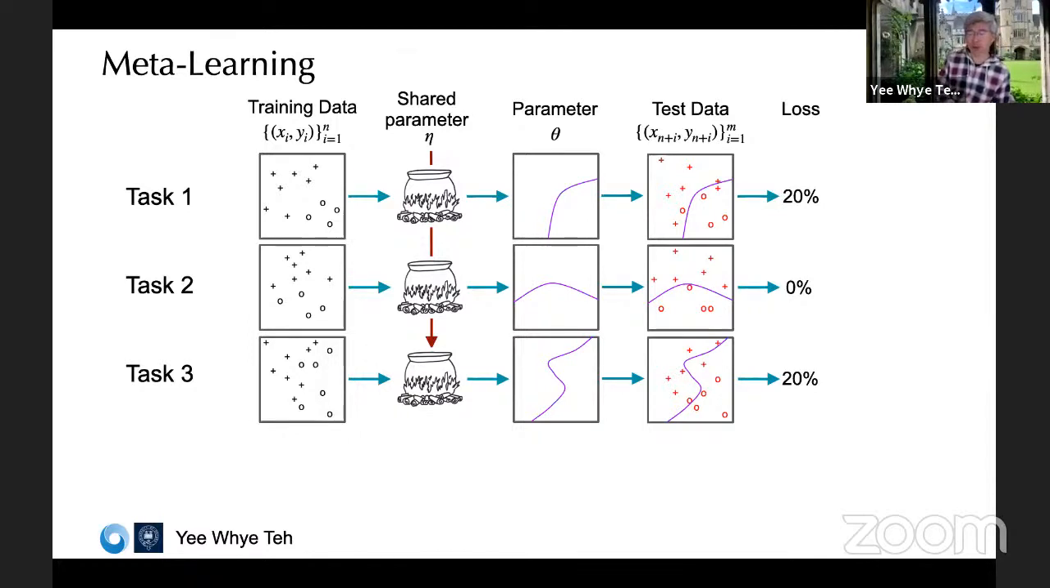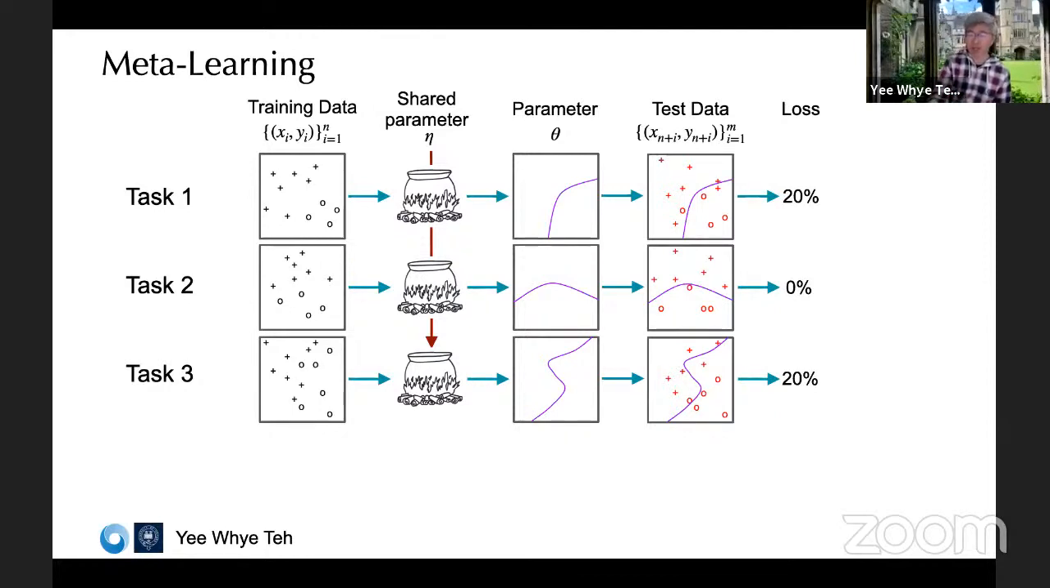The approach of various meta learning systems goes as follows. For each task, we have a training set, and we assume that we have a base learner which takes the training set and produces some parameter or predictor, which we can then evaluate on the test set corresponding to that task, and that might produce some loss. We also assume that there's some parameter eta that's shared across all the tasks that somehow captures what's similar across these tasks.